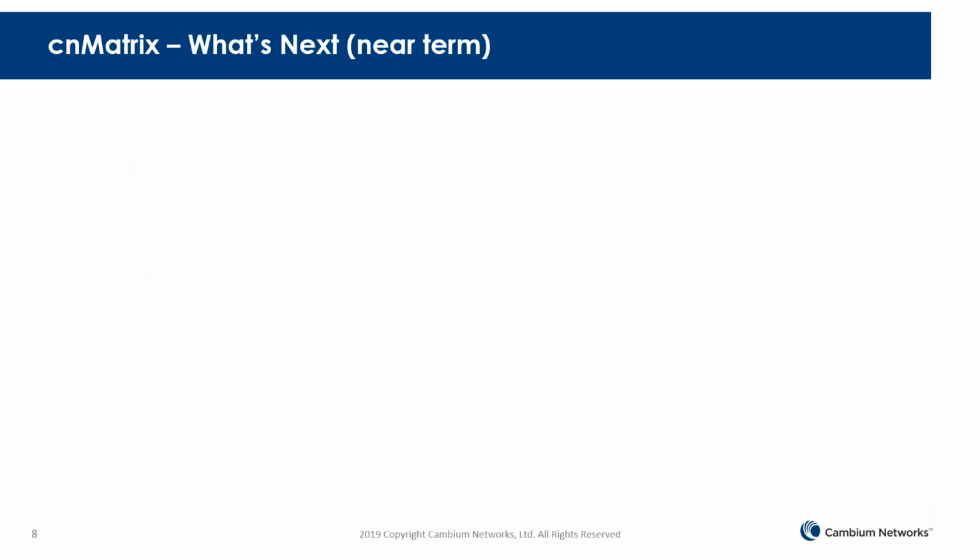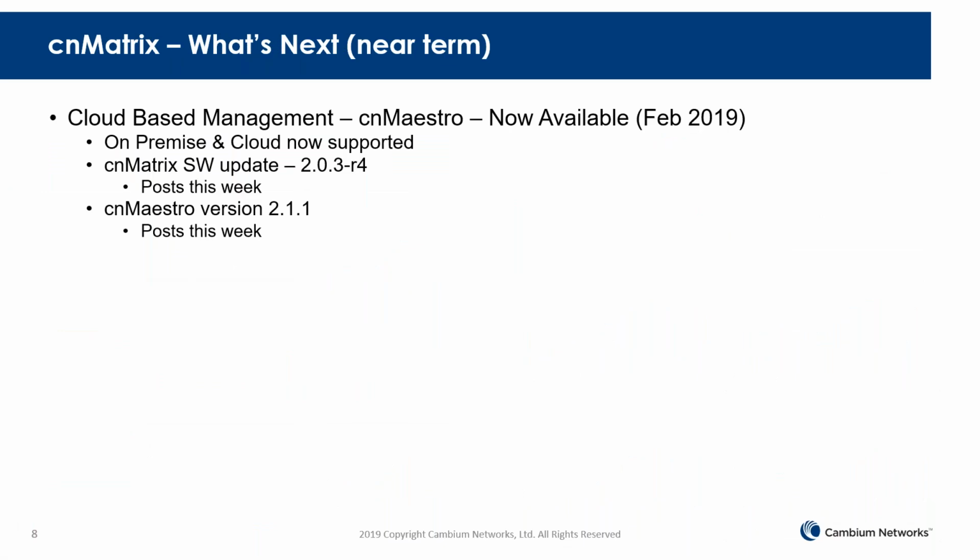Okay, a little bit about what's coming in the near term here. The version of software that we shipped on November 30th, I told you we've been shipping since November 30th, did not support cnMaestro. It now is available. Actually, as of this week, coincidentally, you can get the cnMatrix software version 2.0.3-R4. That's the version that you want. It's posting this week. For cnMaestro, the version that you want is 2.1.1, and that also posts this week as well. So we've been giving out private images for a month or so now for people to demo and play with cnMaestro. But now it's formally and officially available to anybody.